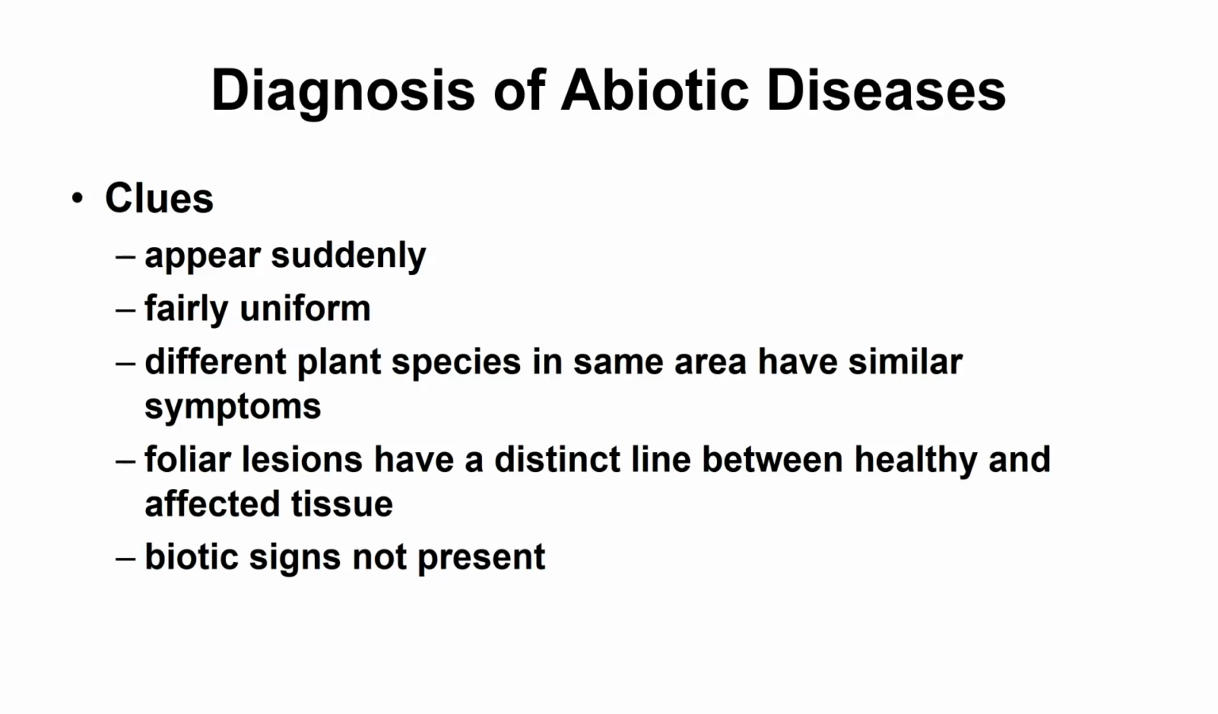Foliar lesions have a distinct line between healthy and affected tissue. You get a transition zone on a pathogen type thing. You get no transition zone on an abiotic thing. Here's where the diseased tissue stops. Here's where the healthy tissue starts. There's no transition zone in there. So this is always very important.